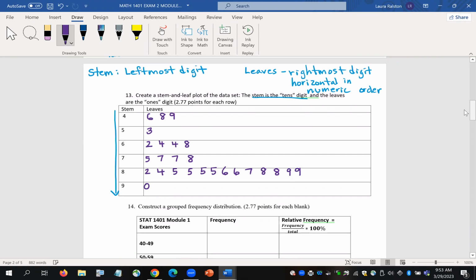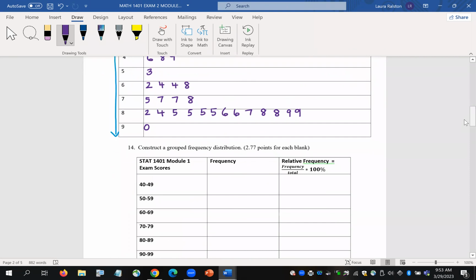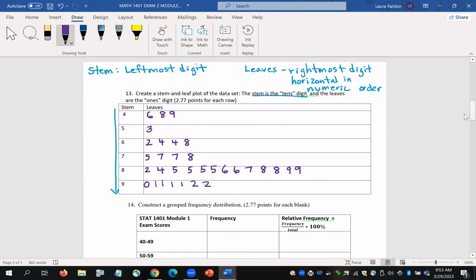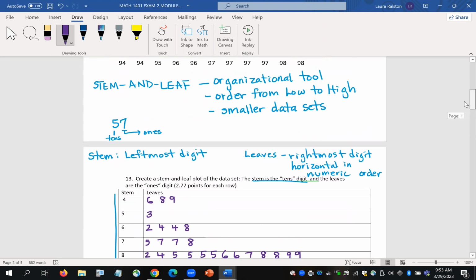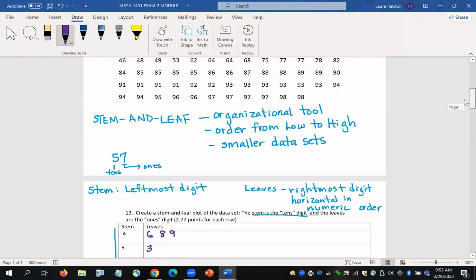Then I noticed I had a 90. Let's see if I got another one. Then I have 4 91s, 2 92s, 6 93s, then we have 3 94s, a 95, 2 96s.